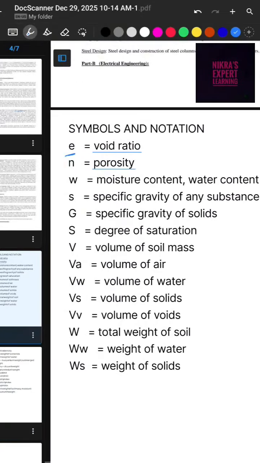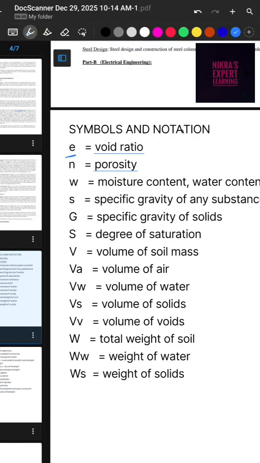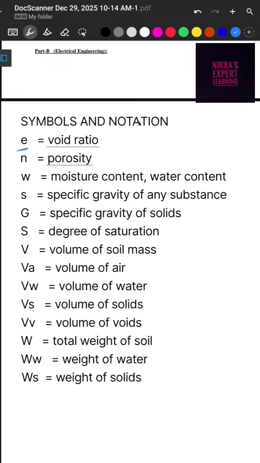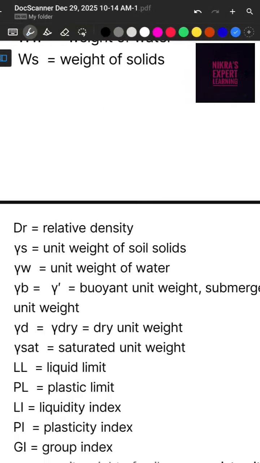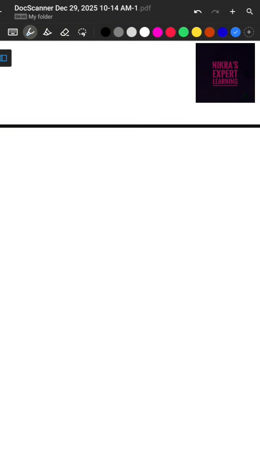This is the entire symbol and concept notation in one single page. You can just take a screenshot of it. I'll just remove this. This is the main concept of geotechnical engineering. First let us see what is void ratio. It is represented by letter e. e is equal to Vv by Vs. That is, it is defined as the ratio of volume of voids to volume of solids.